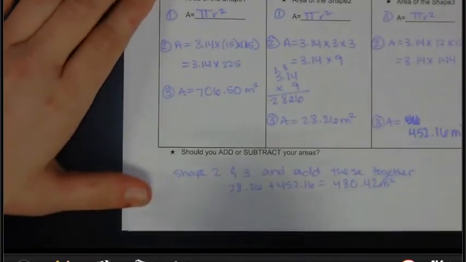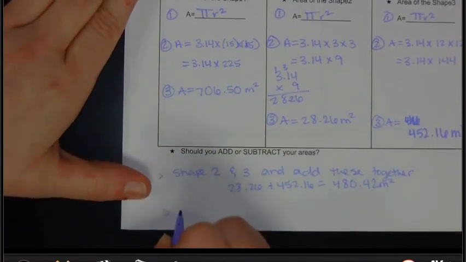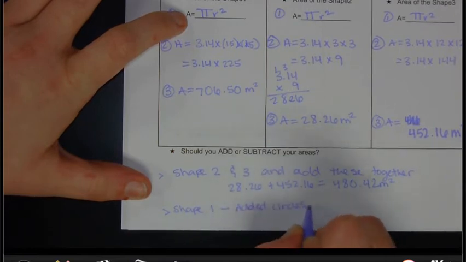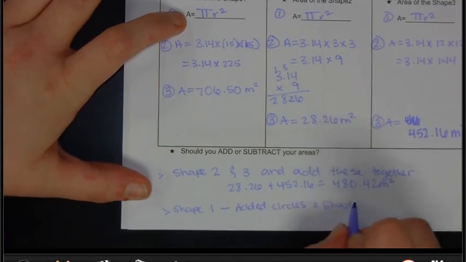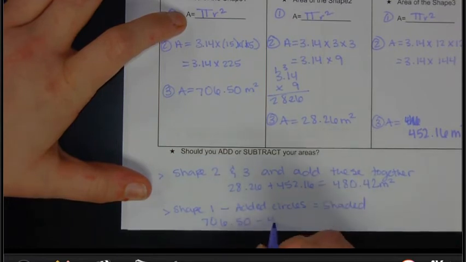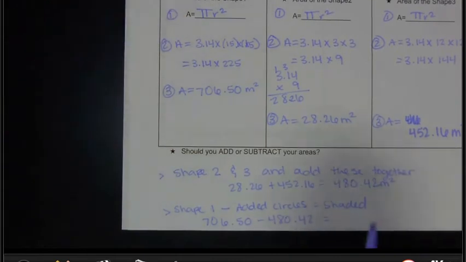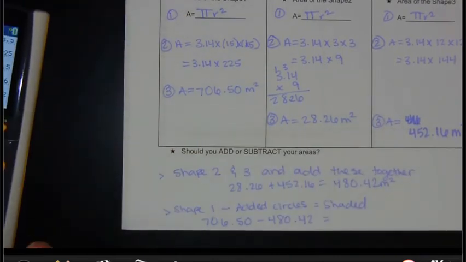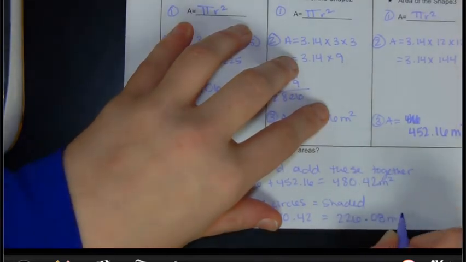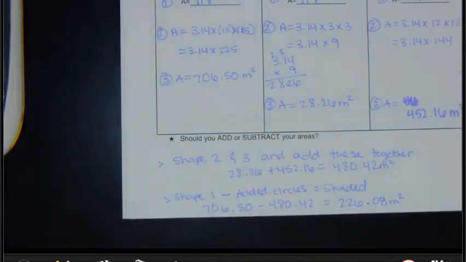Hopefully you guys received this, meters squared. Now, the second step is to take shape 1, my large circle, 706.50, and subtract 480.42 from it. This will give me the entire shaded region, which should be 226.08 meters squared. Do not forget your units squared.